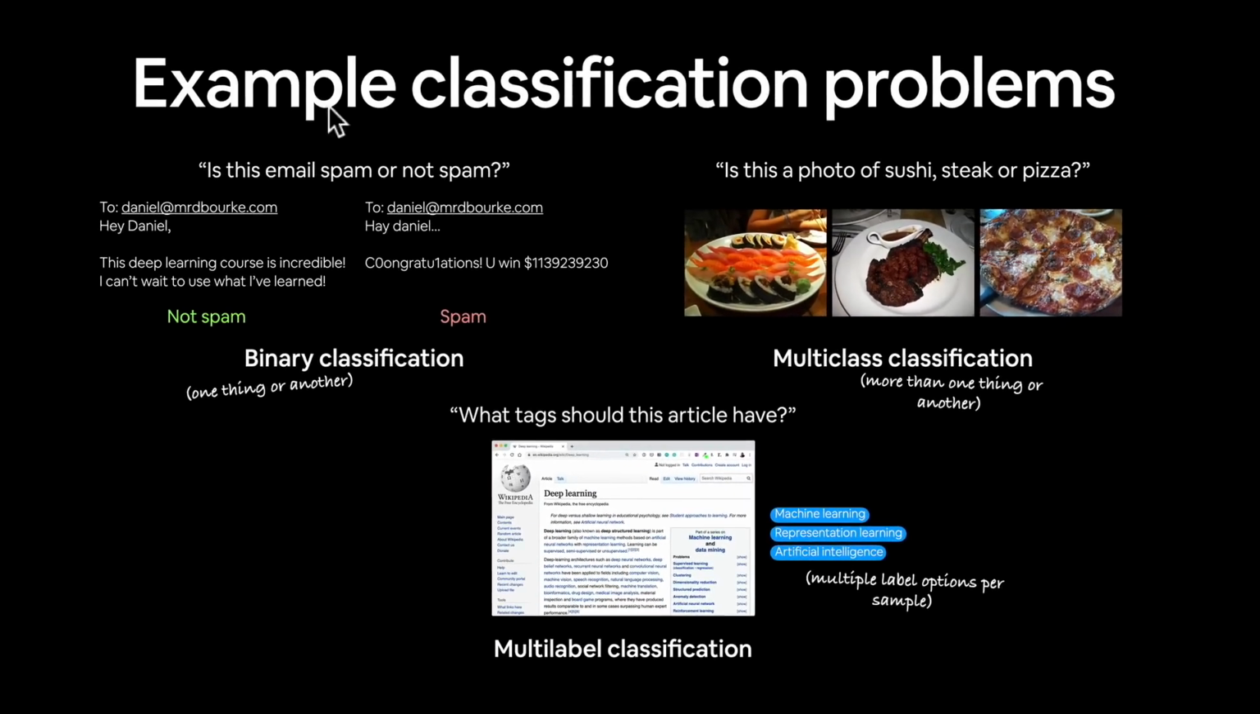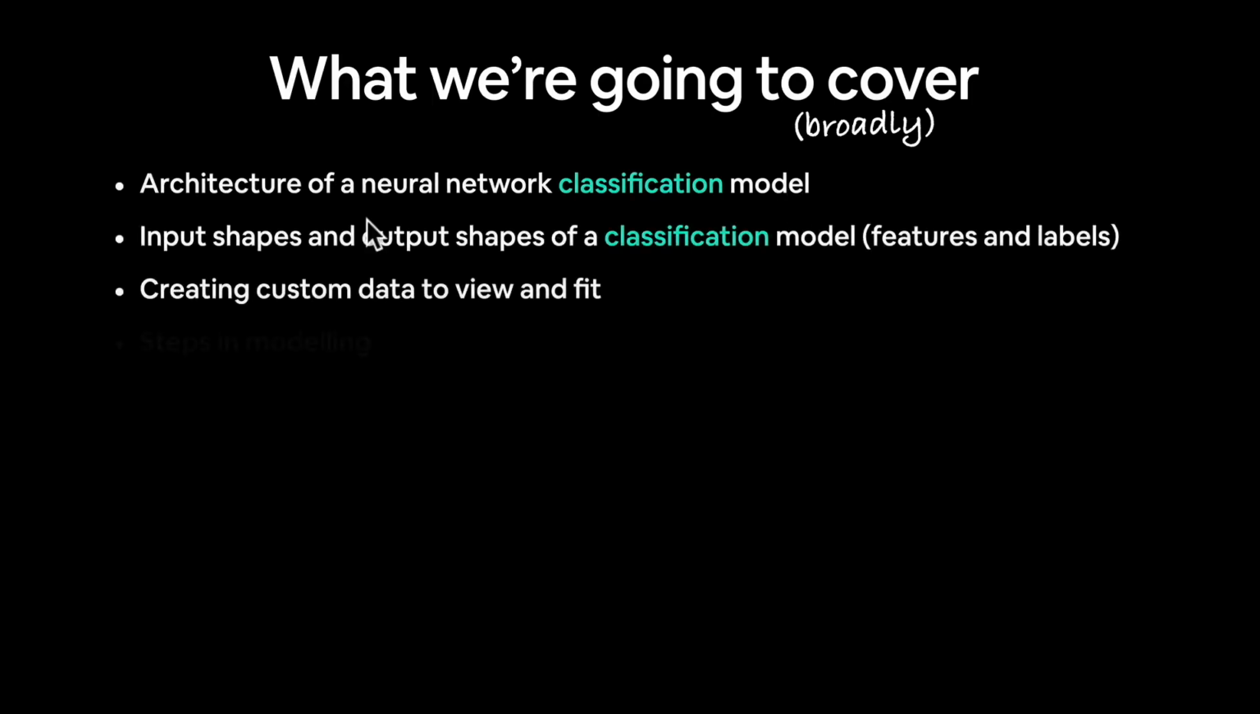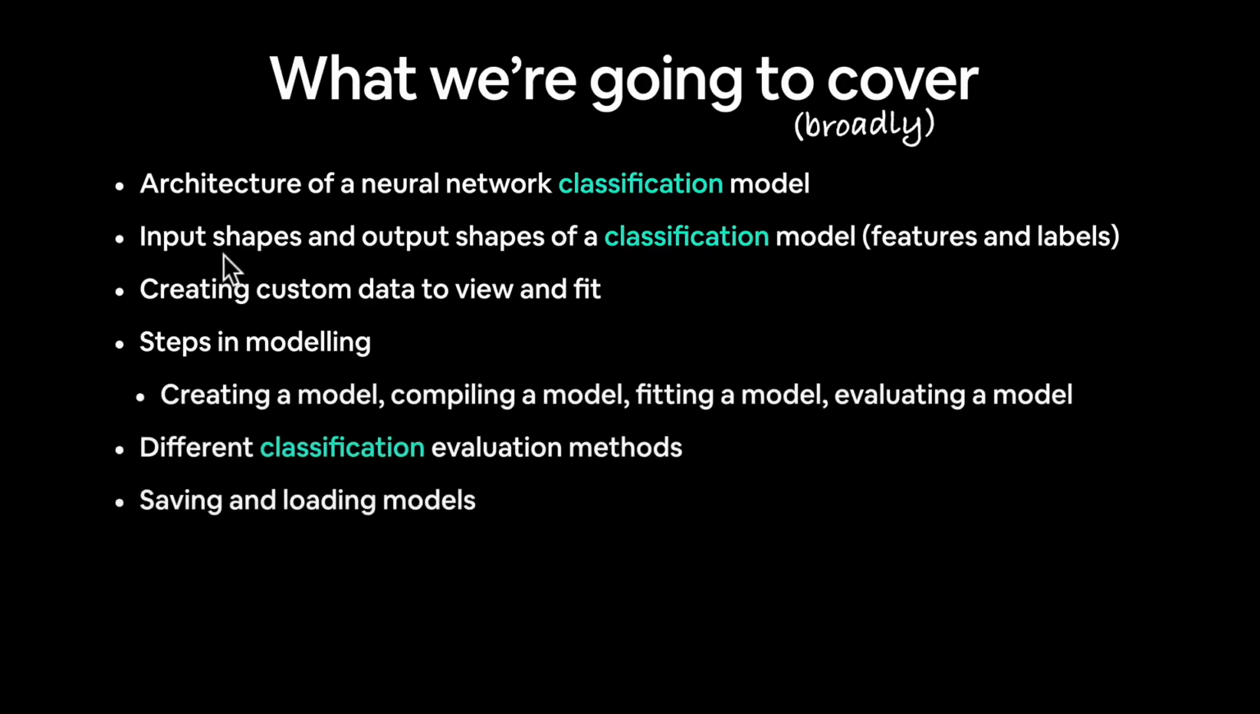So now that we've had a look at some of the most common classification problems you're going to come up against, binary classification, multi-class classification, and multi-label classification, let's have a look at the things we're going to cover, or specifically the things we're going to write code for. So here's what we're going to cover, broadly. Now I say broadly because these are just subheadings. What really matters is what we actually write code for. So we're going to look at the architecture of a neural network classification model. We're going to see the input shapes and output shapes of a classification model, in other words, the features and labels. We're going to look at creating custom data to view and fit.